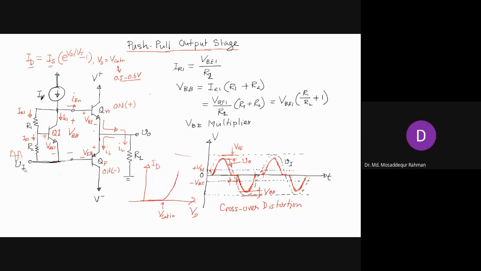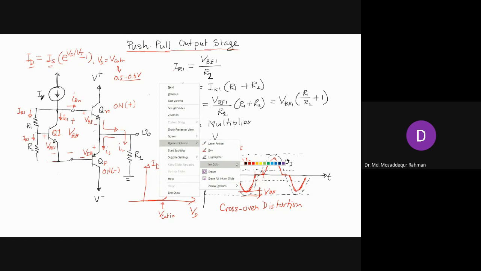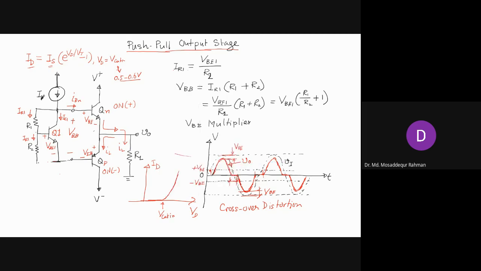And if you are applying this voltage here, instead of directly applying this voltage here, it is usually applied through a voltage buffer. So can you identify this configuration here?